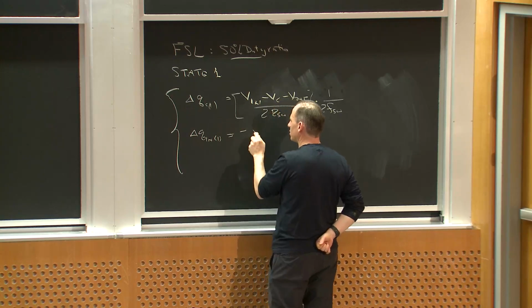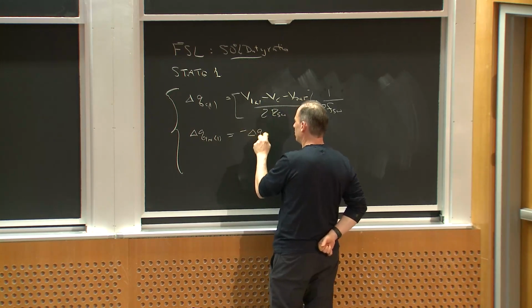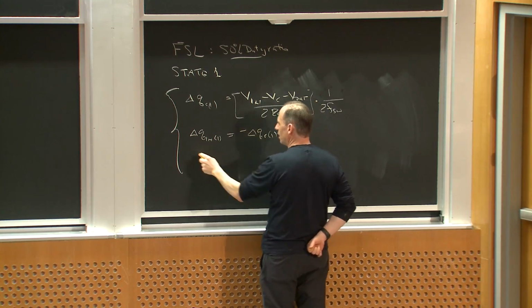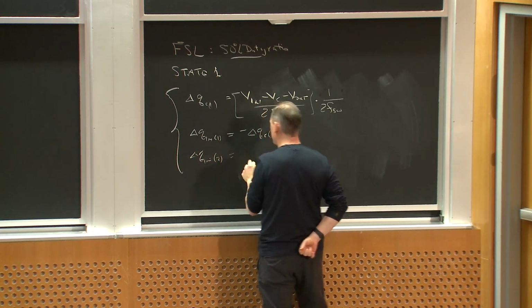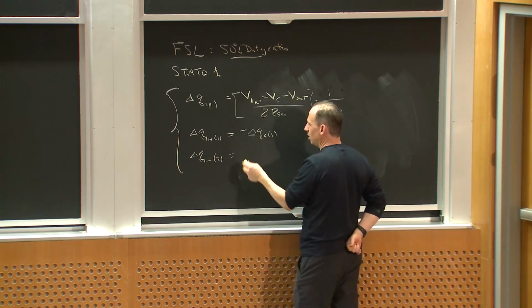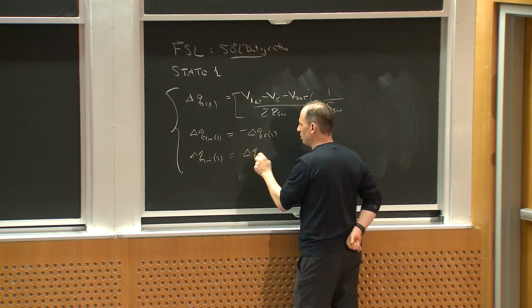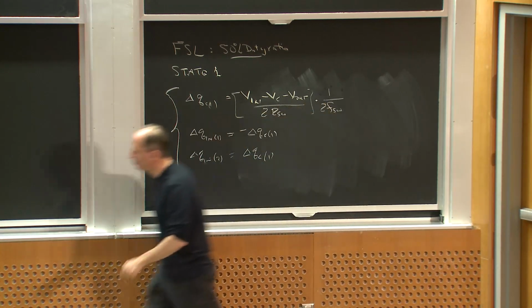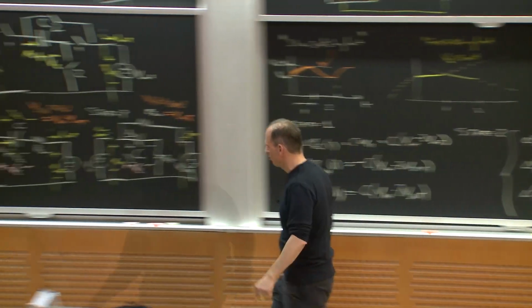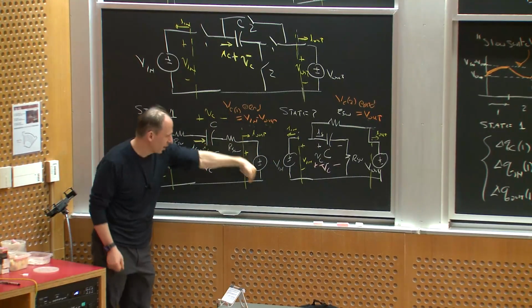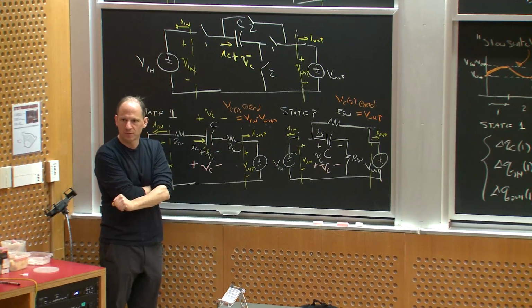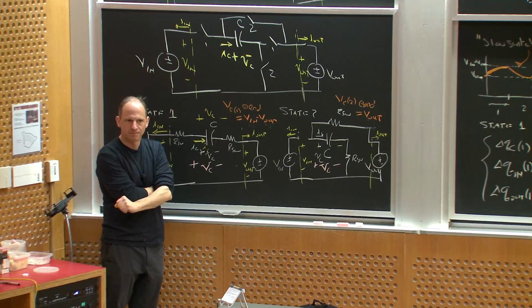What does delta Qin1 look like? That's just going to be minus delta QC1. And delta Qin2 is just going to be equal to delta QC1, right? In other words, all I'm saying is that the input got the negative of the charge of the capacitor, and the output got the charge that went through the capacitor. Make sense to everybody?